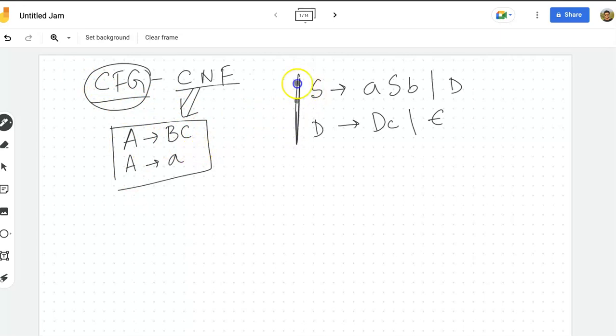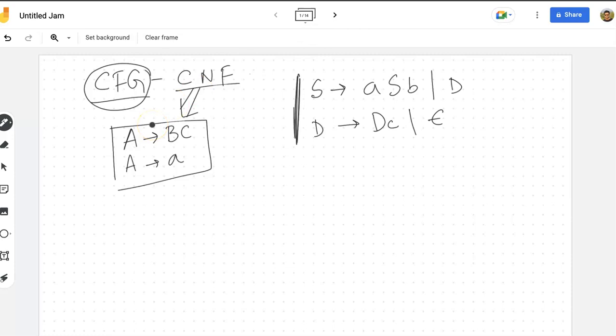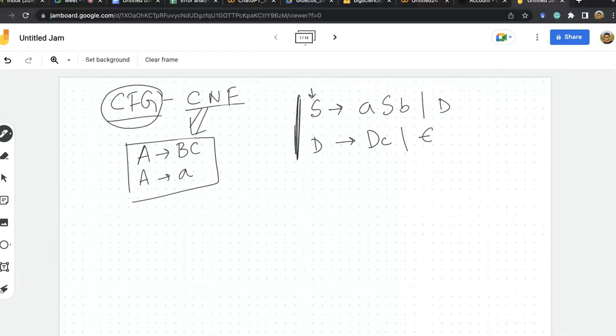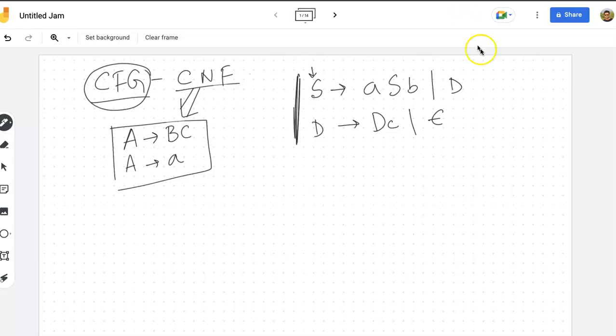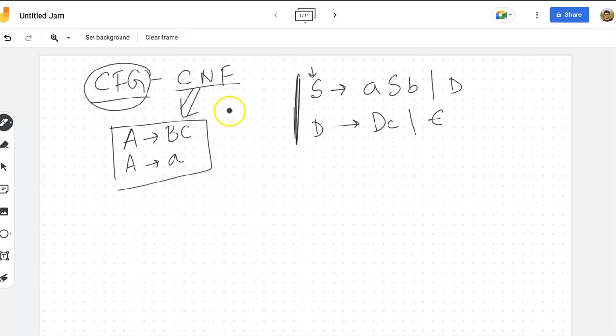But if you see the grammar that is given here, the format is not as per the CNF prescribed format. In the first rule, on the right hand side there are three terminal and non-terminal combinations: A and small b are terminals, and S is a non-terminal. Similarly, in the second rule, D to capital D small c is a combination of terminal and non-terminal, and it also goes to epsilon, which is not permissible in the CNF format.